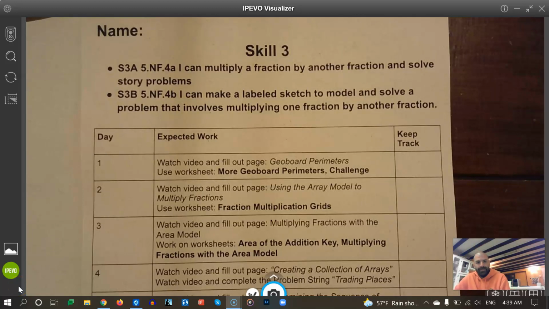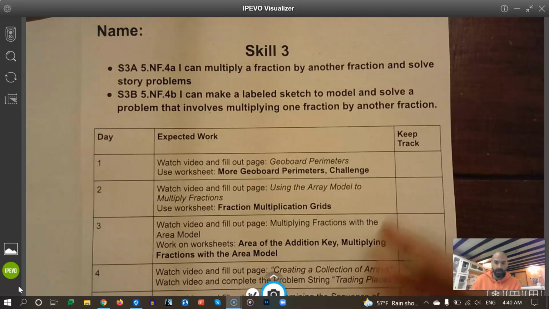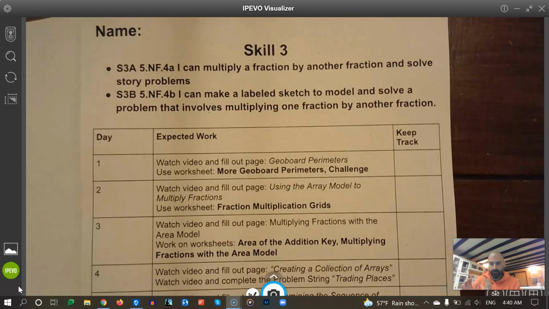All right, welcome to day one of skill 3. So skill 3 is all about multiplying fractions by other fractions and solving word problems. So the skill is set up to where we first start understanding how to multiply two fractions to each other, and then we use that information to help ourselves solve some word problems.